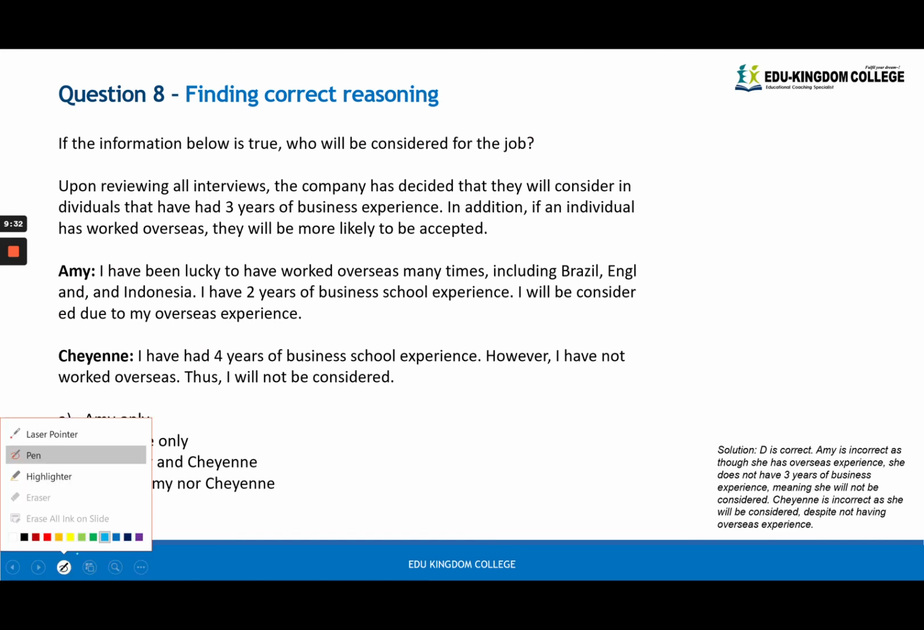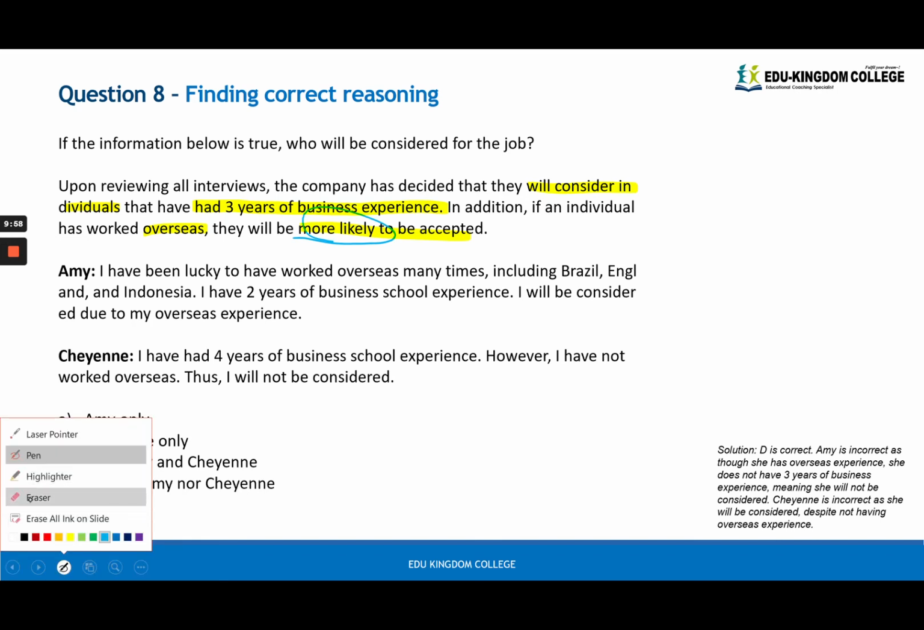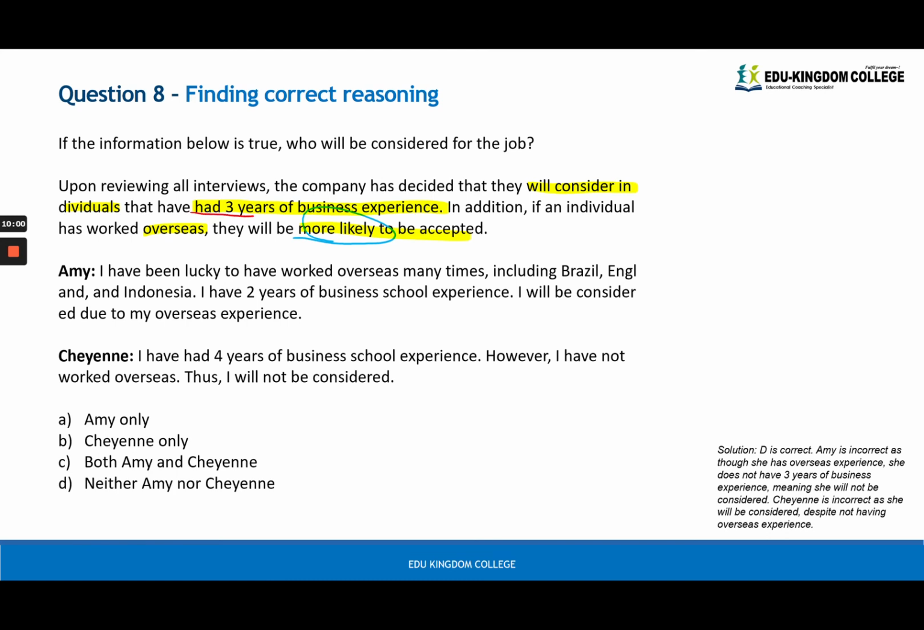Number 8, if the information is true, who would be considered for the job? Okay, so the company decided that they will consider individuals that have had 3 years of business experience. In addition, if workers had overseas work experience, they'll be more likely to be accepted. Now notice the wording, okay? More likely doesn't mean definitely, and it doesn't mean definitely not. But they've decided to only hire people that had 3 years of business experience. This is the limiting factor. So this is the thing we have to be aware of.